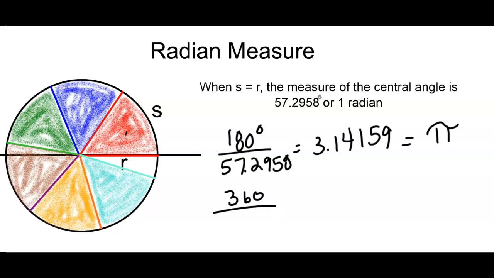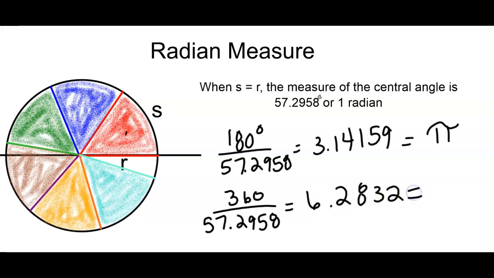And if I take 360 degrees and I divide that by 57.2958, that's going to give me the number of radians in the entire circle, which is 6.2832. I'm going to go ahead and round that. And of course, you guys know that goes on forever because all that is 2 pi.